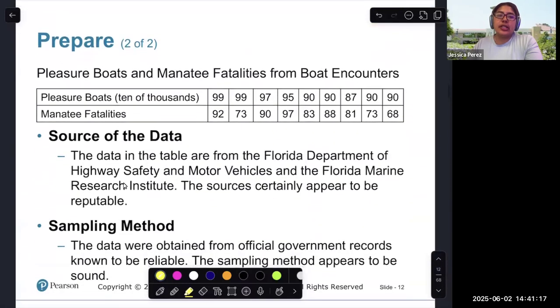Now, what is the source of the data? Where is the source coming from? It's coming from the Florida Department of Highway Safety and Motor Vehicles, from the Marine Research Institute. They should know. Where is the source coming from? And we need to know that the sources are reputable, so they make sense.